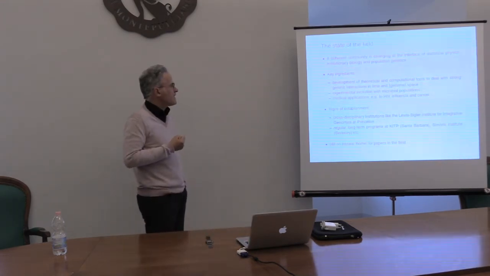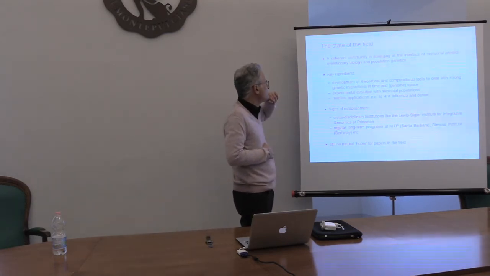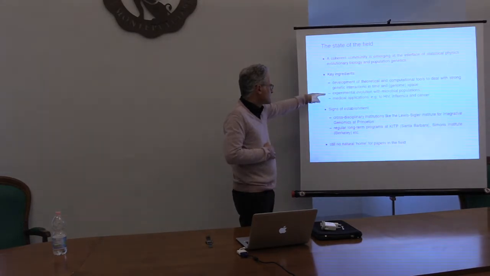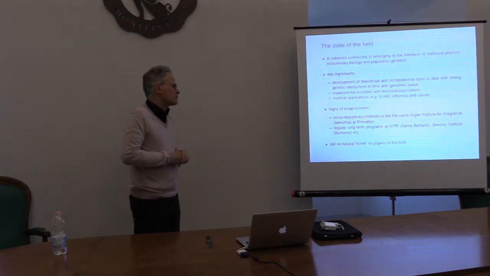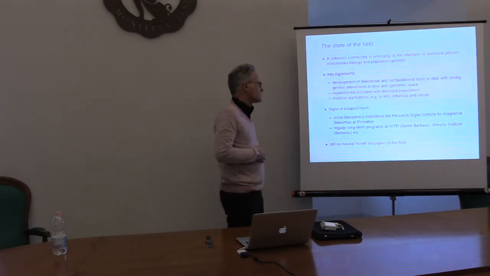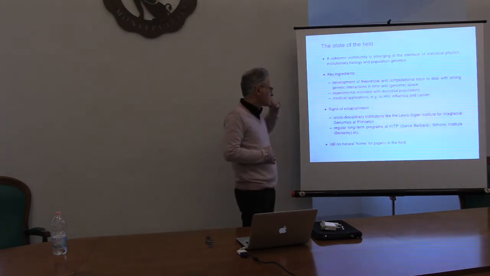Well, what is the state of this field? So I think what you can see is that there's a kind of coherent community that is emerging at the interface of statistical physics, evolutionary biology, and population genetics. The ingredients are developing these concepts that I have explained. An important role is played by experimental evolution with microbial populations, which I haven't really gone into, and also with medical applications. So we heard from Eitan an example, and this seems to be a general trend that people try to apply their concepts to medical problems.